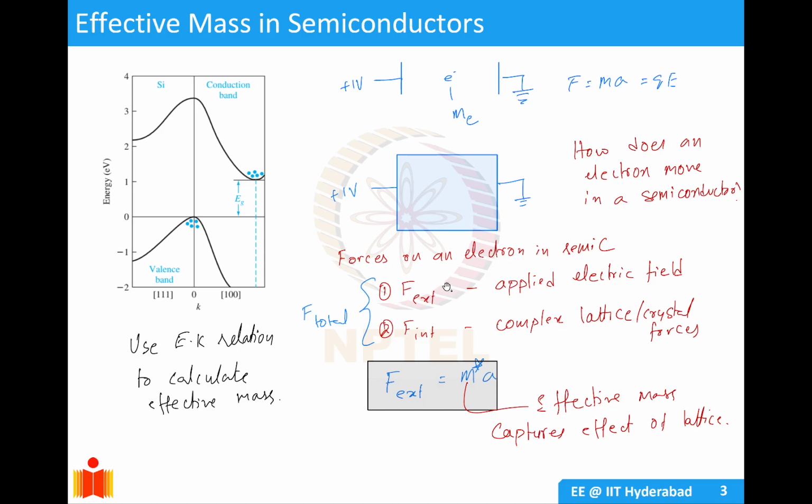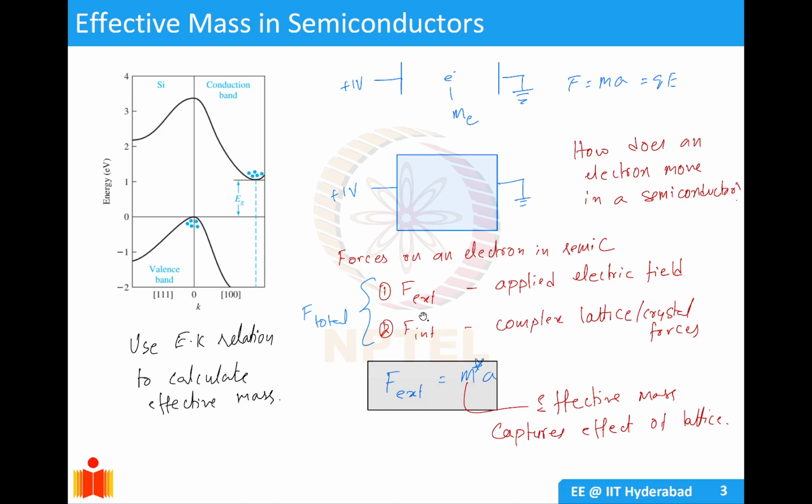One is the force from the applied electric field. If you apply an electric field, that will create an electric force. Other than that, it is also having electromagnetic interactions with the other electrons in the lattice and other atoms in the lattice, and the combination of that is your F total.